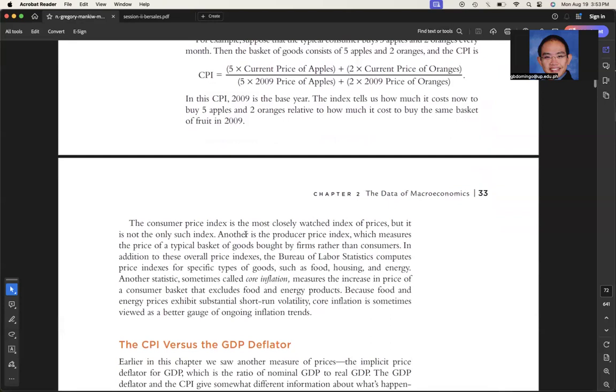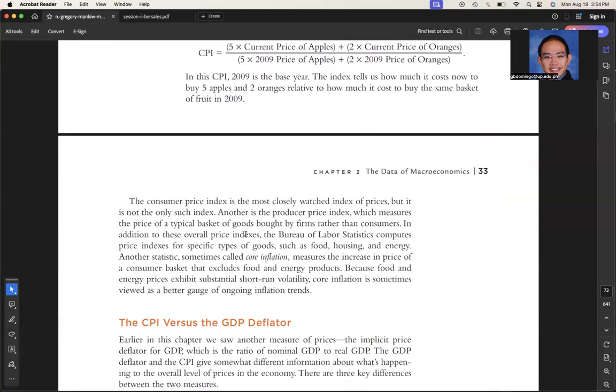The Consumer Price Index is the most closely watched index of prices, but it's not the only one. There's also a Producer Price Index. Okay, the Philippines also has this. We also have a Wholesale Price Index.